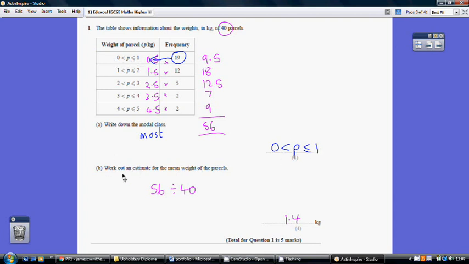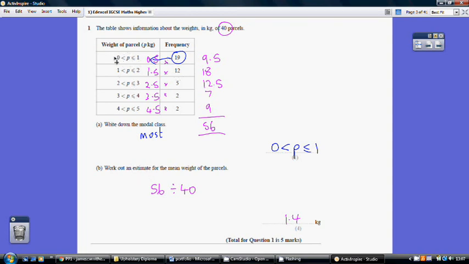Now for part B, work out an estimate for the mean. So 19 parcels weighed between 0 and 1 kilograms, 12 parcels weighed between 1 and 2 kilograms, and so on. But we don't actually know how much each of these parcels actually weighed. It could be just over 0, it could be nearly 1, we just don't know. So this is where the estimating comes into play.